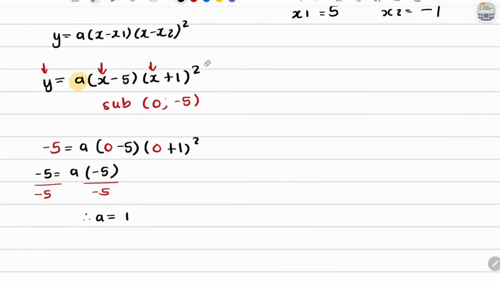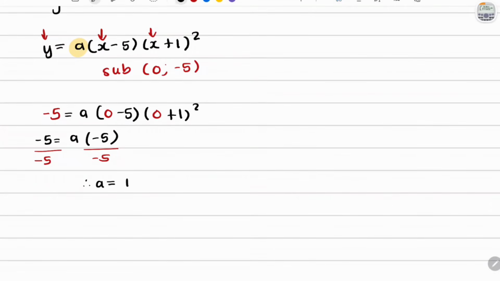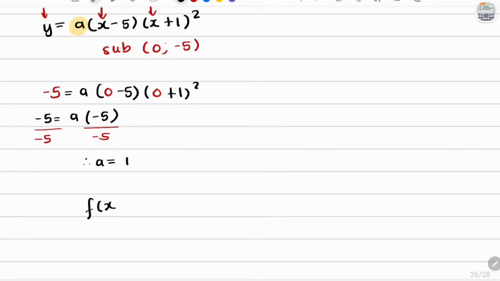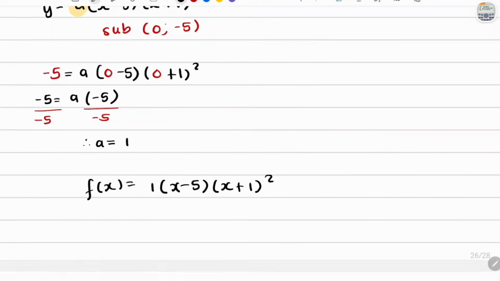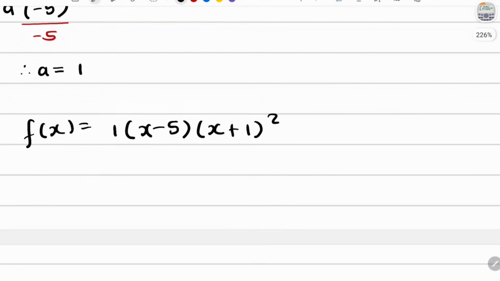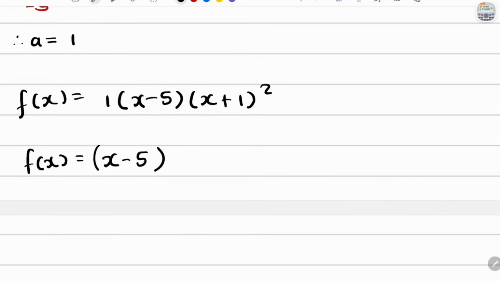Now that you have A, you can take A and substitute it into the part of the equation that was almost complete. I'm going to call this f of x because it is f of x. f of x is equal to, in place of A, we say 1 times x minus 5 times x plus 1 squared. Now, 1 times anything stays the same. So I can actually just pretend that 1 is not there. So f of x is equal to, we're going to leave this x minus 5 and then distribute that. Remember, that can be expressed as x plus 1 times x plus 1. That's what that squared is.